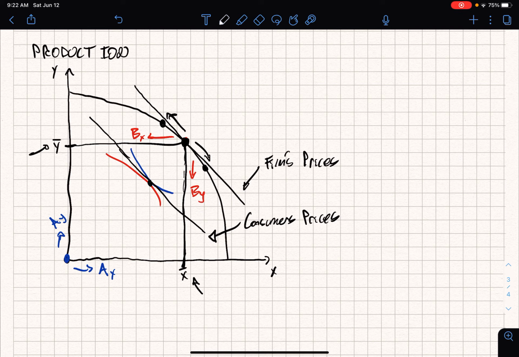So the general equilibrium solution happens when these prices are parallel. When firms face the same prices, optimize, and produce as the consumers who are facing the same prices, optimizing, and consuming. And this is our general equilibrium.